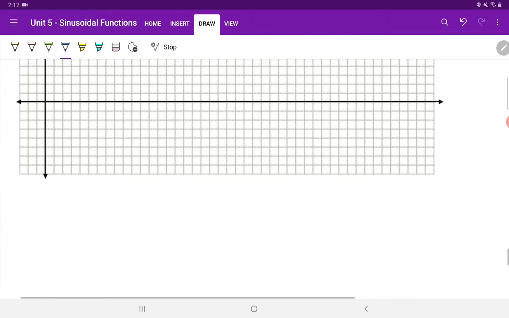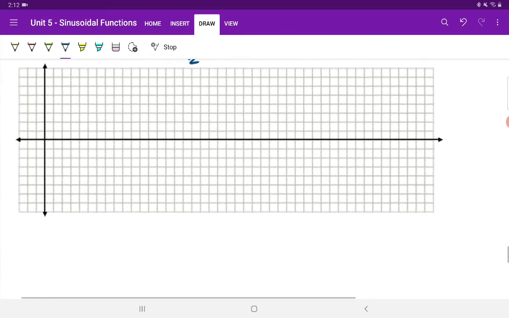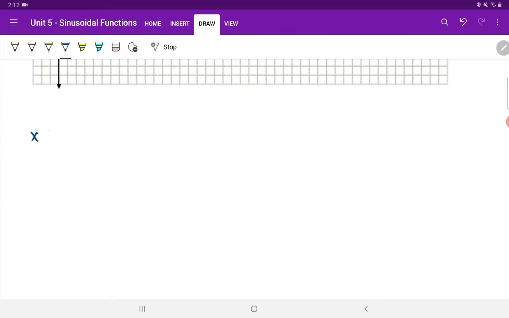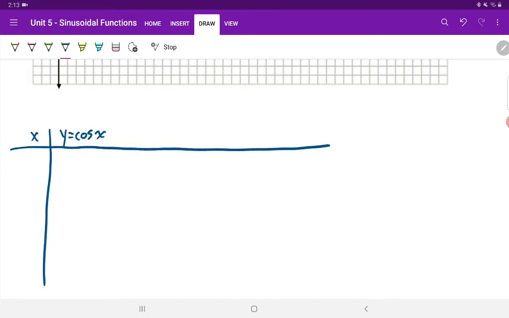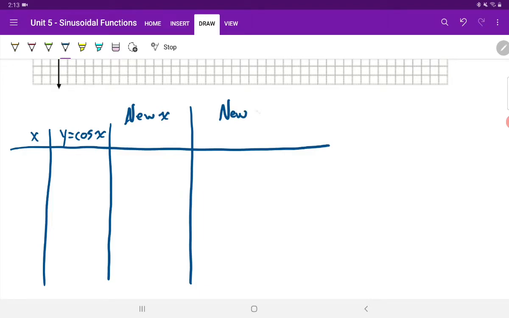Okay, so now we're dealing with the cosine function. So when we set up our table, it's going to be for the cosine function. We're going to have new x's, new y's. Okay, let's start with 0. And remember, the cosine function starts at the maximum.